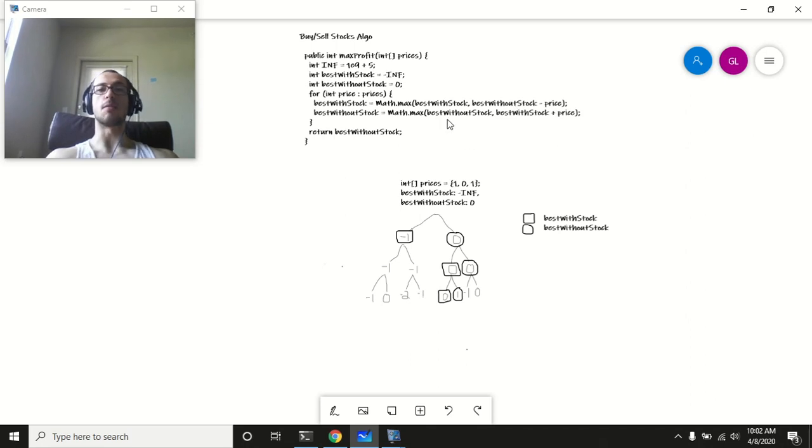Best without stock is the previous best without stock, or best with stock, so we have 1 share and then we sell it. So we give them a share and then we get the price. So we add the price to our profit. And so that gave me a better intuitive understanding for why we're doing these comparisons. And hopefully it helps me remember this moving into the future.